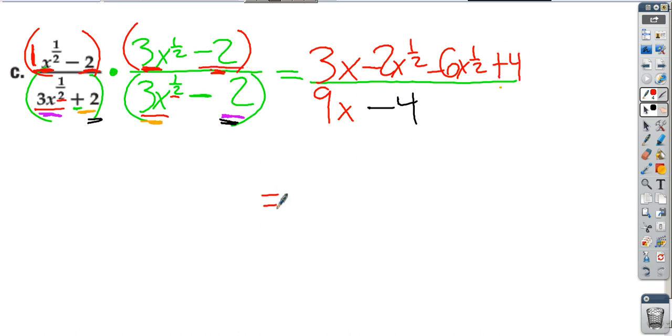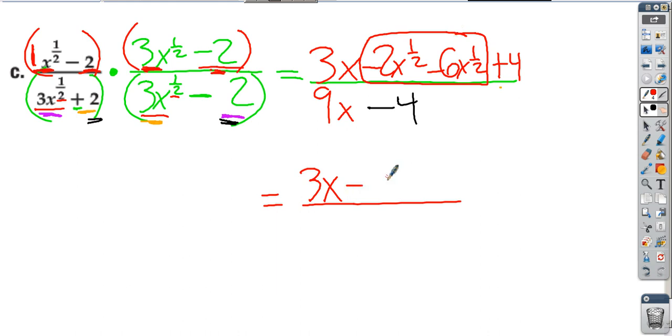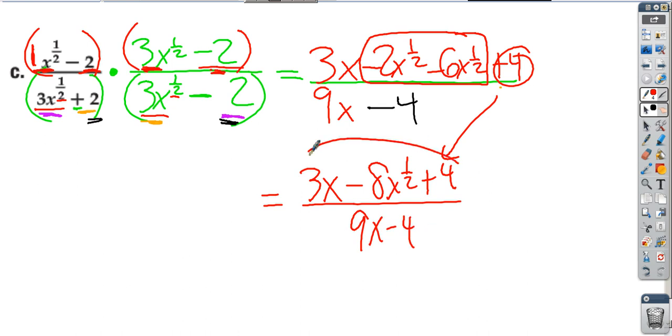So let's just simplify this a little bit more. We have 3x. What does this equal? Well, I have negative 2 of those x to the halves, and I subtract another 6 of them. That would make negative 8x to the halves. And then we still have that plus 4 right here. And then the bottom is 9x minus 4, and that's now simplified because we don't have any fraction exponents on the bottom, and that's really all we needed to do.